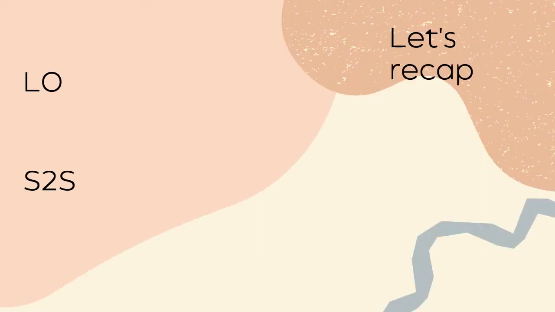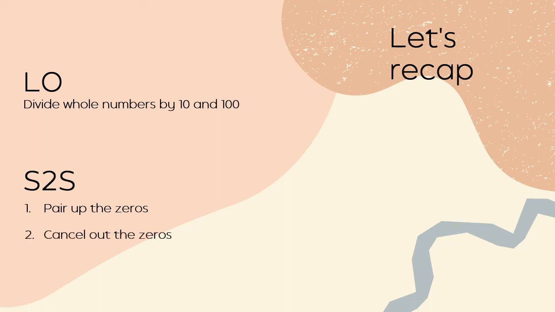Let us quickly recap our LO and S to S for today. Today we are dividing whole numbers by 10 and 100. Our S to S for today is first we need to pair up the zeros. It helps if you can use a color pen or pencils, or you can use your highlighter even. Step 2, cancel out the zeros only when the zeros are paired. Step 3, divide the number by 1.